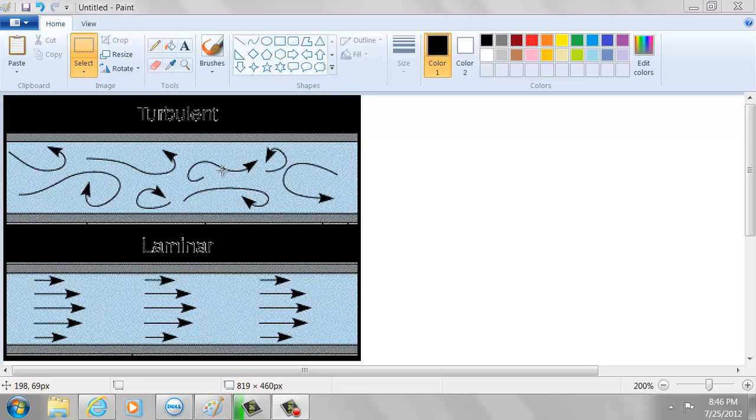Turbulent flow, you see here in the upper portion of this diagram, is just as I said. It's chaotic. It's not straight. It's not smooth. It's very, very rapid, chaotic motion, going all over the place. There's no organized flow or anything. Usually not the preferred type of flow, but it can be.